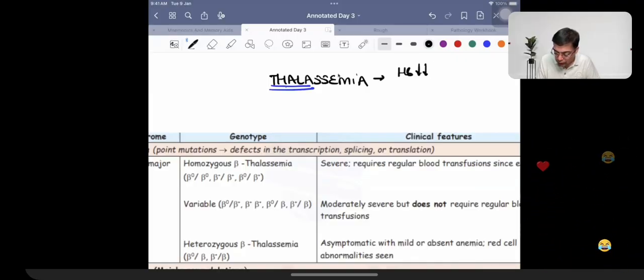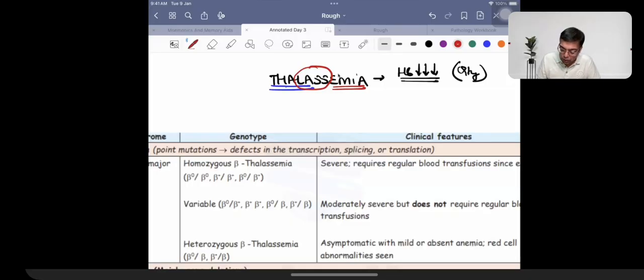Hemoglobin is actually going to become less in these patients. So it's a problem of quantity. Sickle cell anemia was a problem of quality. There is hemoglobin, but it is abnormal. But thalassemia is an example of a condition in which there is less amount of hemoglobin. So thalassemia is a hemoglobin problem in which the quantity of hemoglobin gets affected.